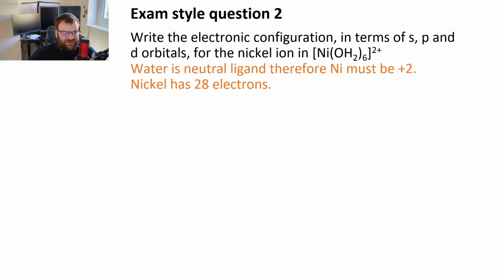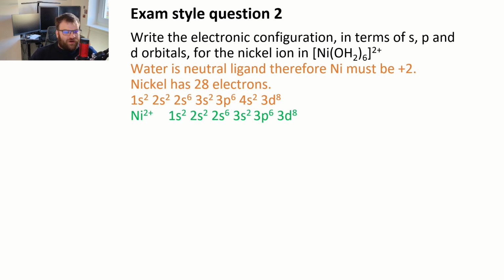My recommended way to do this is write out the full arrangement for the 28 electrons. That gives you 1s2, 2s2, 2p6, 3s2, 3p6, 4s2, 3d8. Next, we are losing 2 electrons to become +2, and we are going to lose the 4s electrons before the 3d electrons, and that leaves you with 1s2, 2s2, 2p6, 3s2, 3p6, 3d8.